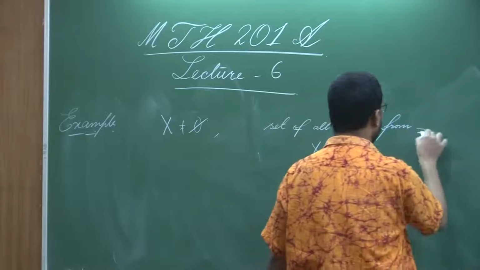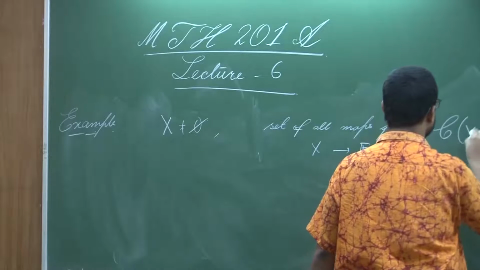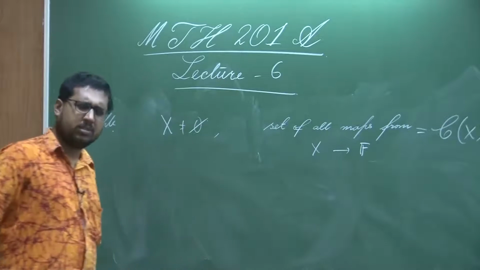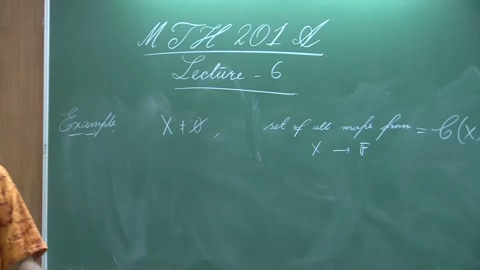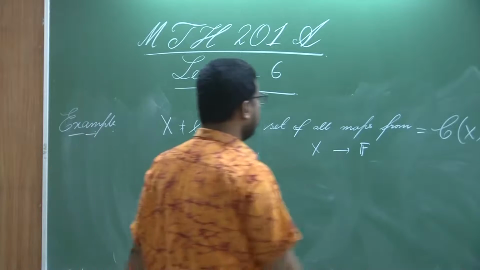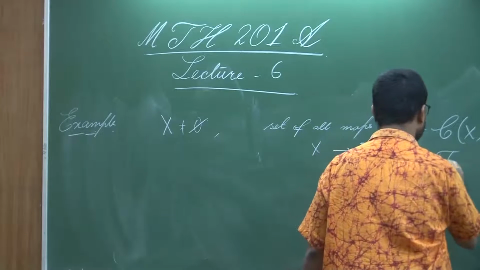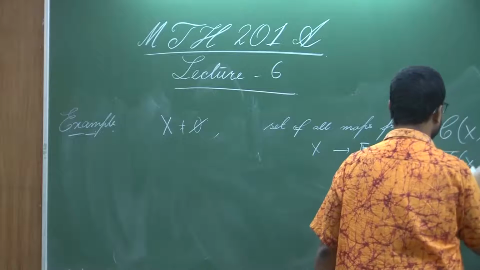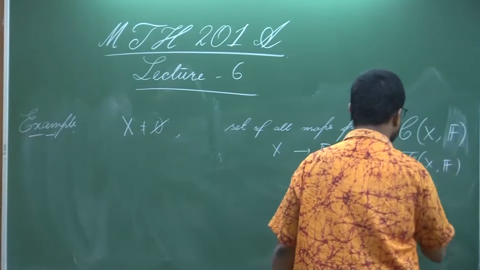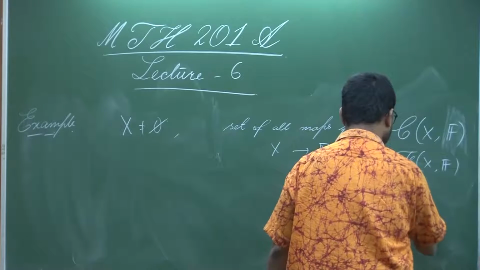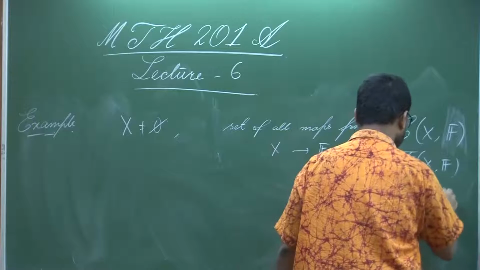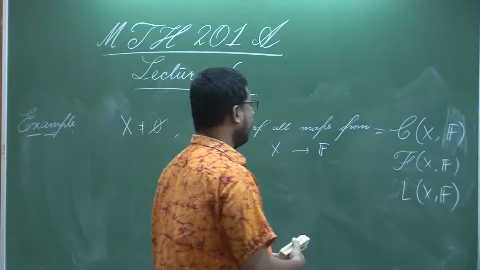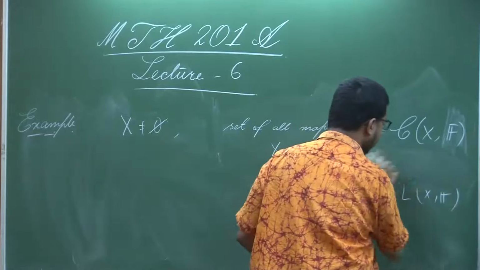So, we have a notation for that. Let us use the notation C^X(F). Some authors use different notations, but let us stick to one of them. Some authors equivalently write it as F^X, some write it as L(X, F). But let us not get into that, let us just stick to one of them.